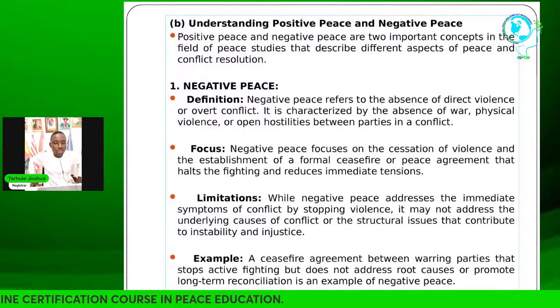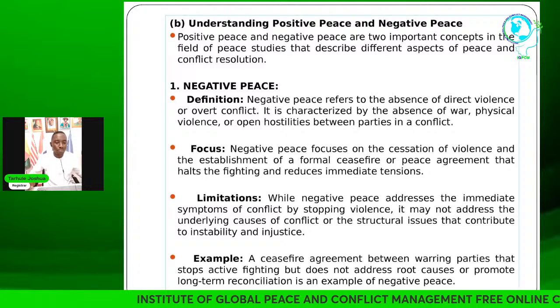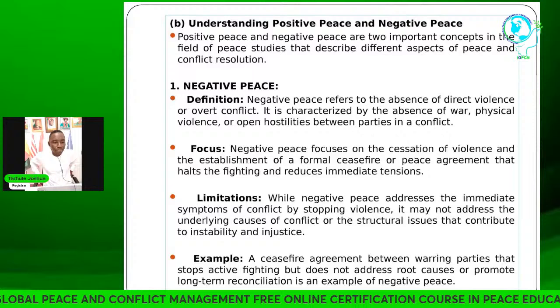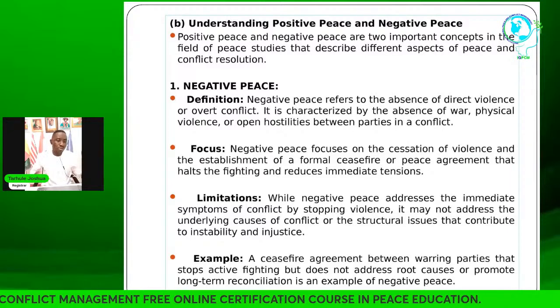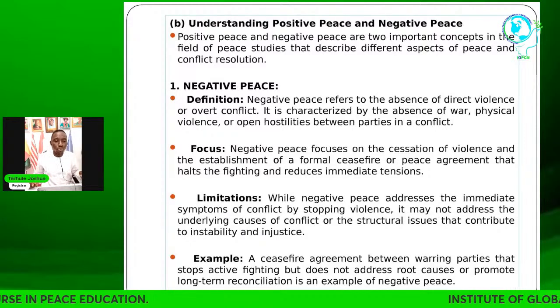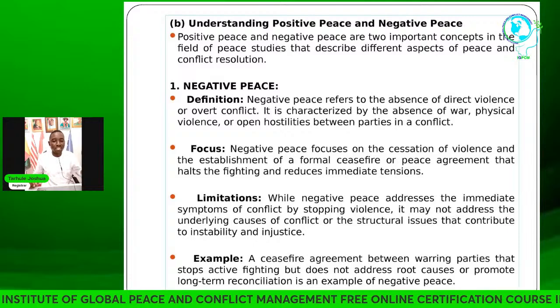We said positive peace and negative peace are two important concepts in the field of peace studies that describe different aspects of peace and conflict resolution, right? So let's look at negative peace. What's the definition of negative peace? When we're talking about negative peace, what are we talking about? Negative peace refers to the absence of direct violence or overt conflict. It is characterized by the absence of war, physical violence, or open hostilities between parties in a conflict.